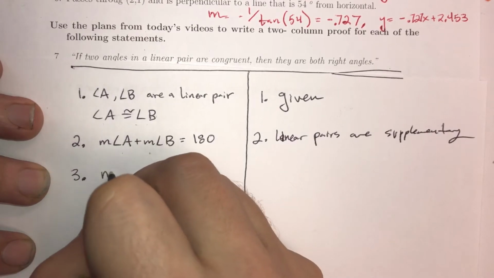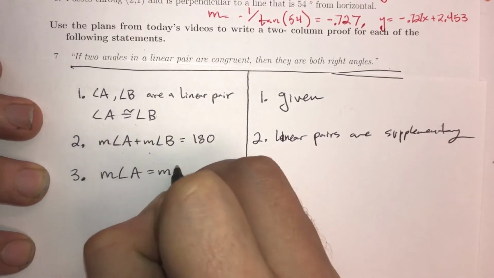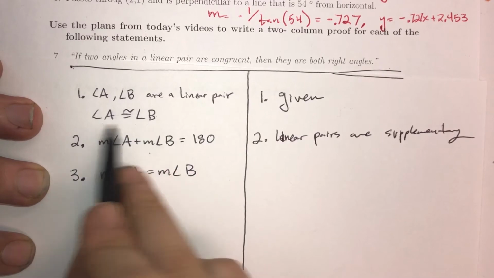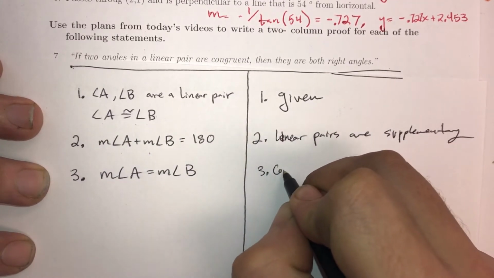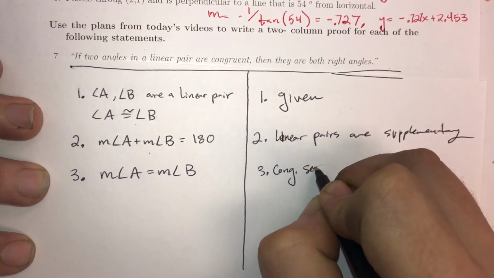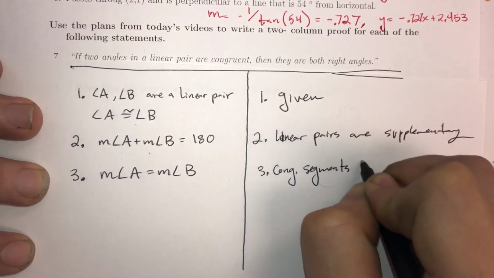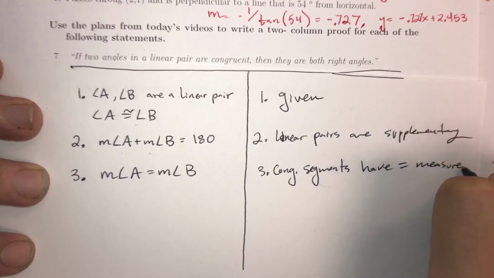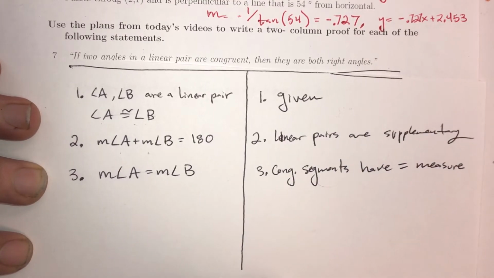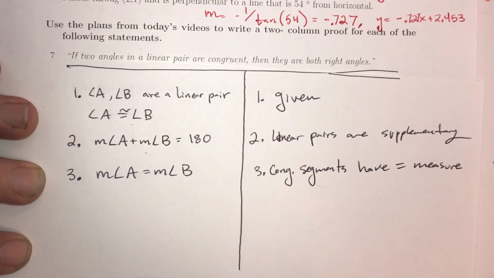Okay, so measure of angle A I know is equal to the measure of angle B. That's what this really means, right? So I'm going to say that congruent segments have equal measure. Okay, your book might say something like definition of congruence, but I think this is a better thing to write.